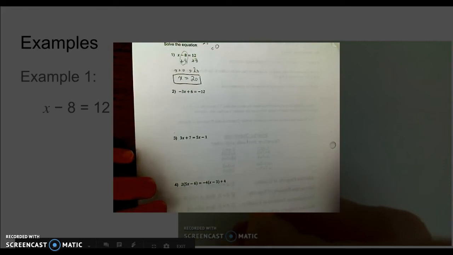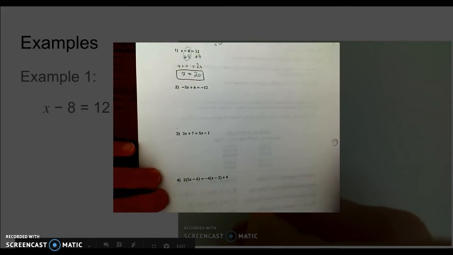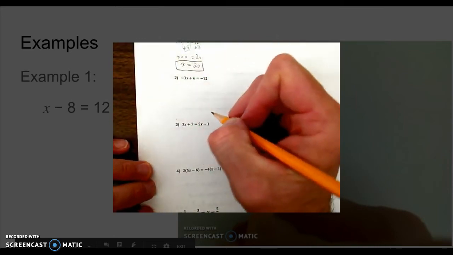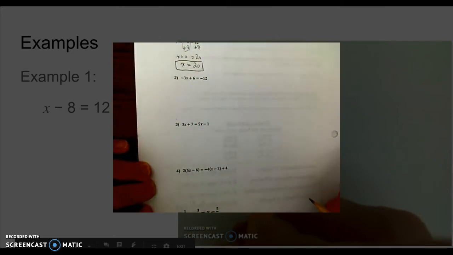Let's look at another example. -3x + 6 = -12. Go ahead and pause the video, work this one out, and then check your work with me.